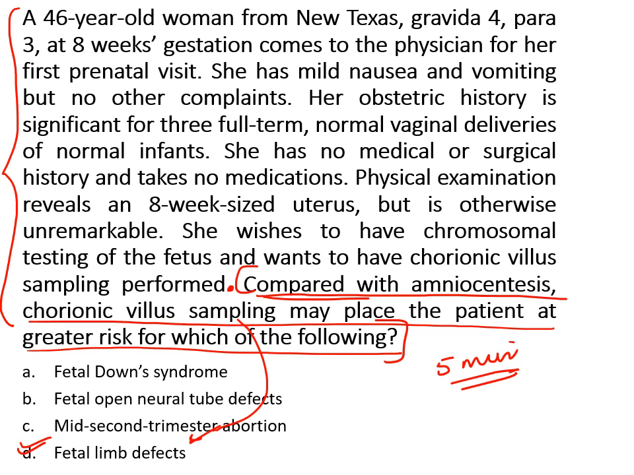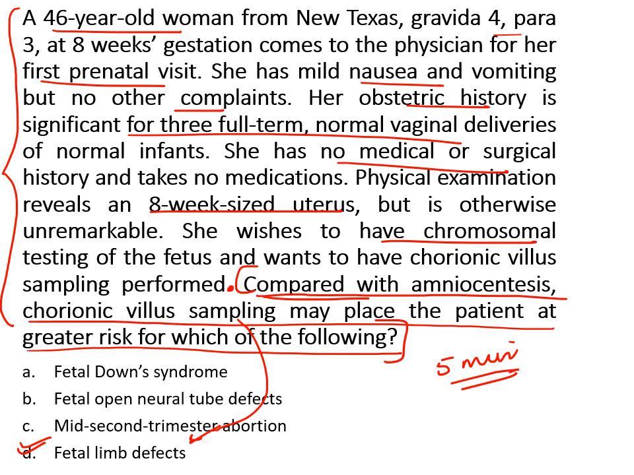Now if you read this question: a 46-year-old woman, the obstetric history is there. She comes for her first prenatal visit. She has nausea, vomiting, no other complaints. Obstetric history is significant for 3 full term deliveries. No medical or surgical history. Now it is an 8-week sized uterus, but otherwise unremarkable. She wishes to have chromosomal testing and wants to have chorionic villus sampling. Then, compared with amniocentesis, what is the risk with chorionic villus sampling?